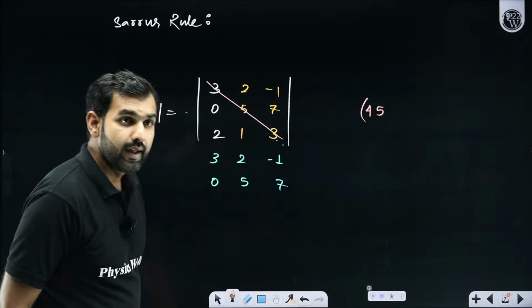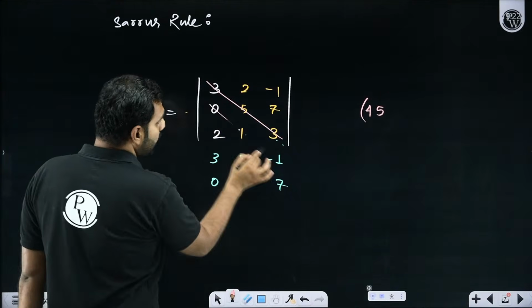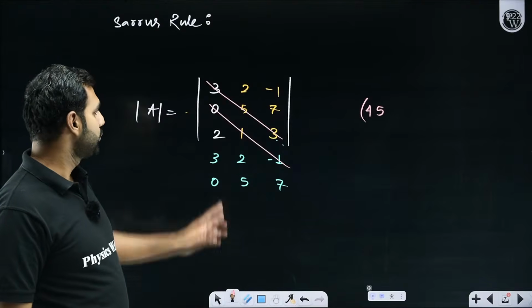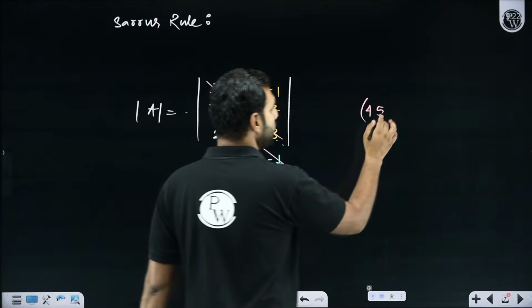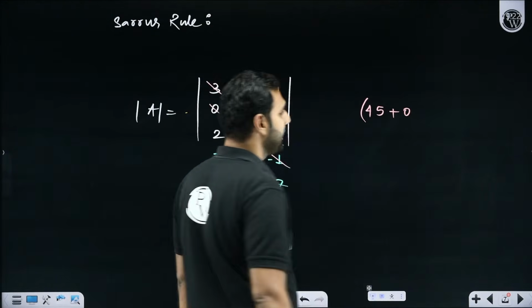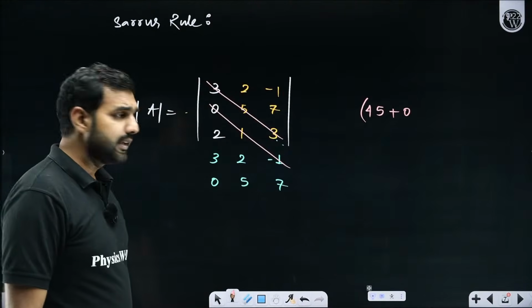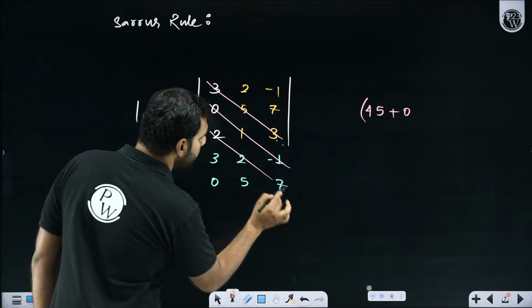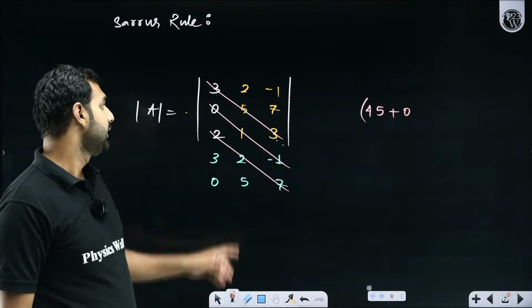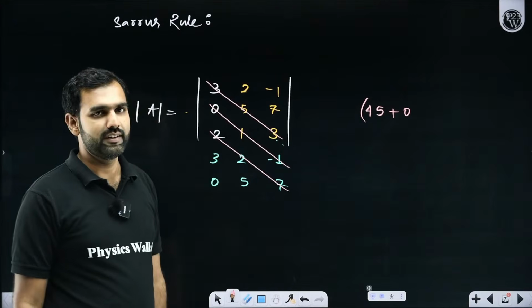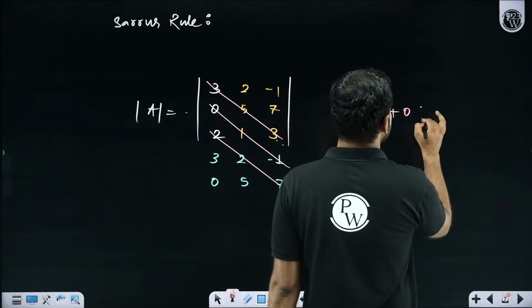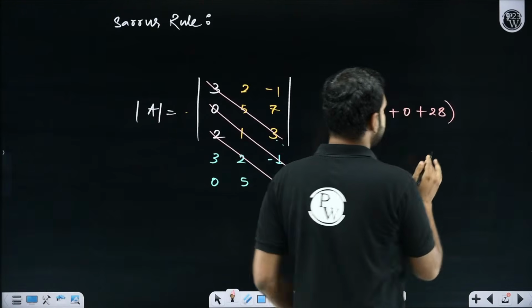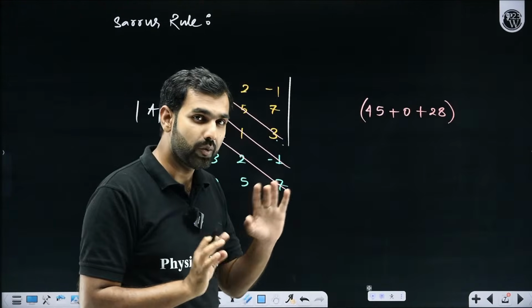Getting it, everyone? The next will be 0 into 1 into minus 1. So 0 into anything is 0. So I don't have to write it, but for the sake of simplicity, I'll write it here. The next product will be 2 into 2 into 7. So I hope you're getting it. 2 into 2, that's 4. 4 into 7 is 28. So this gives you a 28 here. This summation I've got, that's your P. Do you remember that?